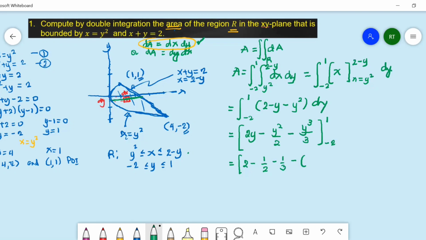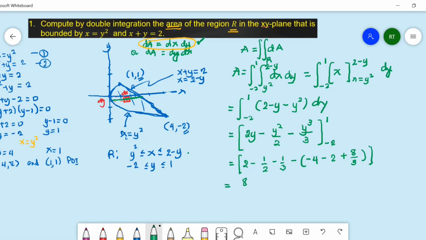to -2. So replacing y by -2, 2 times -2 is -4, minus -2 raised to the second power is 4, 4 over 2 is 2, and -2 raised to the third power is -8, minus minus is positive, so this gives us positive 8 over 3. Okay, and simplifying further, we have here -4, -2 is -6. So 2 minus minus 6 is 8.